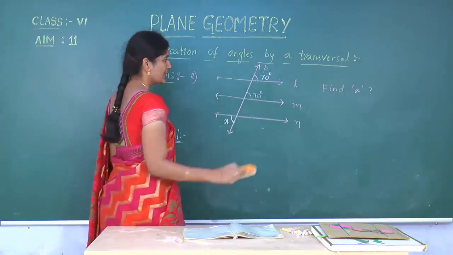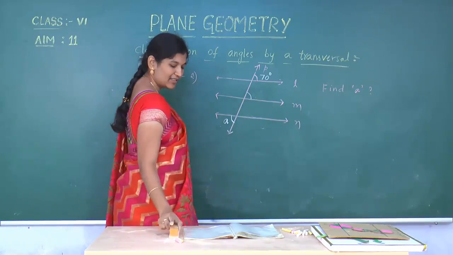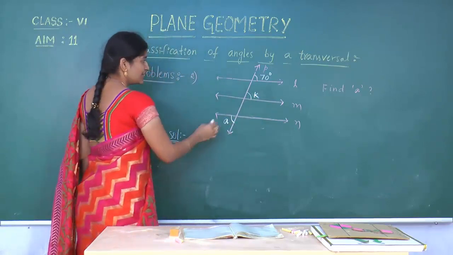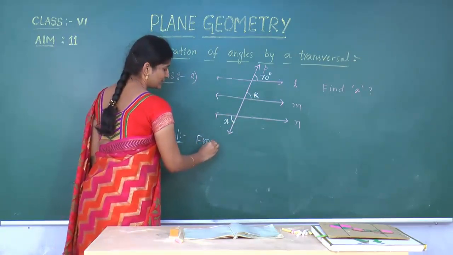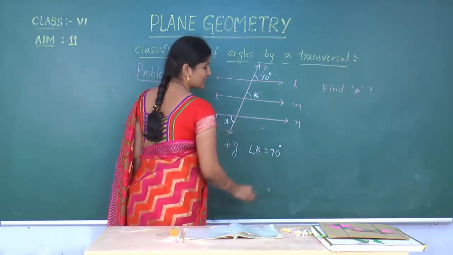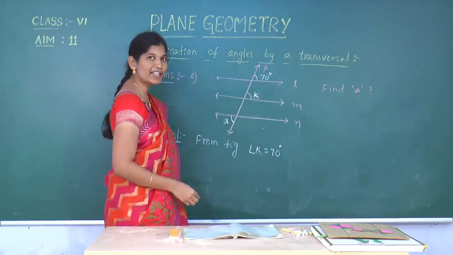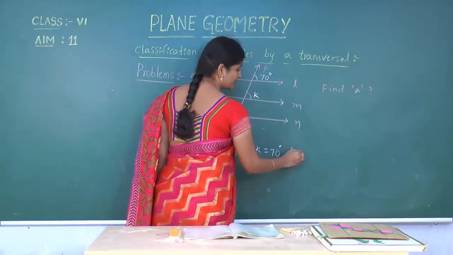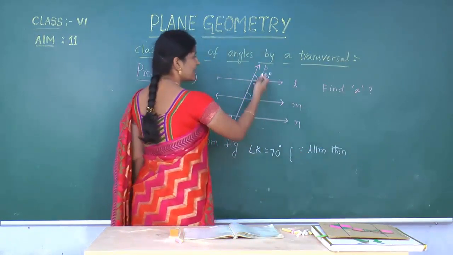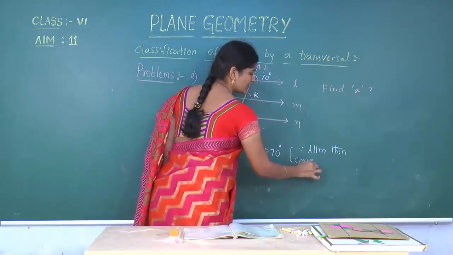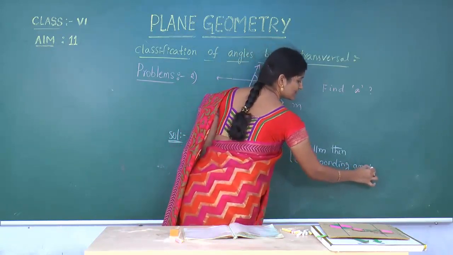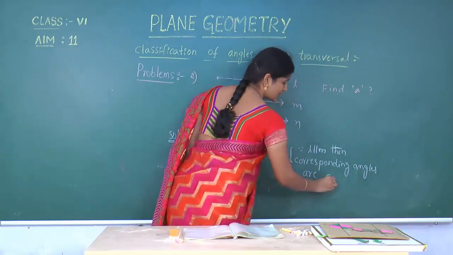Then let me prove it stepwise. First of all, I am denoting this as K. Let it be K. From the figure, angle K is equal to 70 degrees. Why is angle K equal to 70 degrees? Here L is parallel to M. Then we can say corresponding angles are equal.